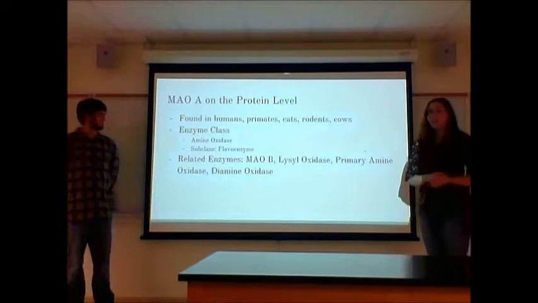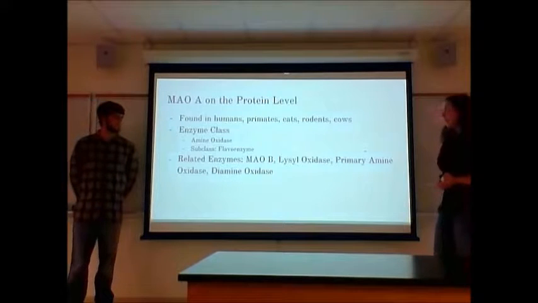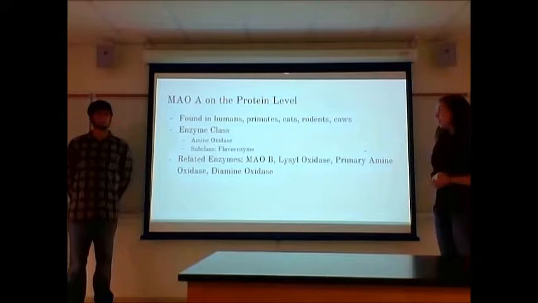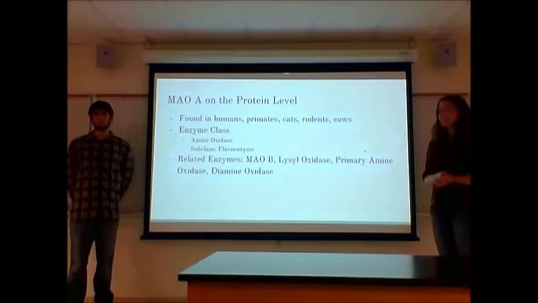Related enzymes to MAO-A are MAO-B, which is the only other flavoenzyme amine oxidase, as well as lysyl oxidase, primary amine oxidase, and diamine oxidase, which all have copper instead of FAD as their cofactor.